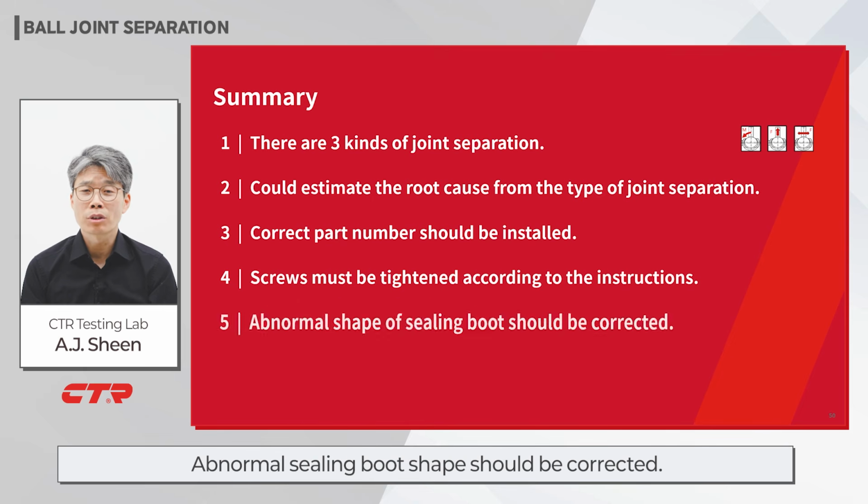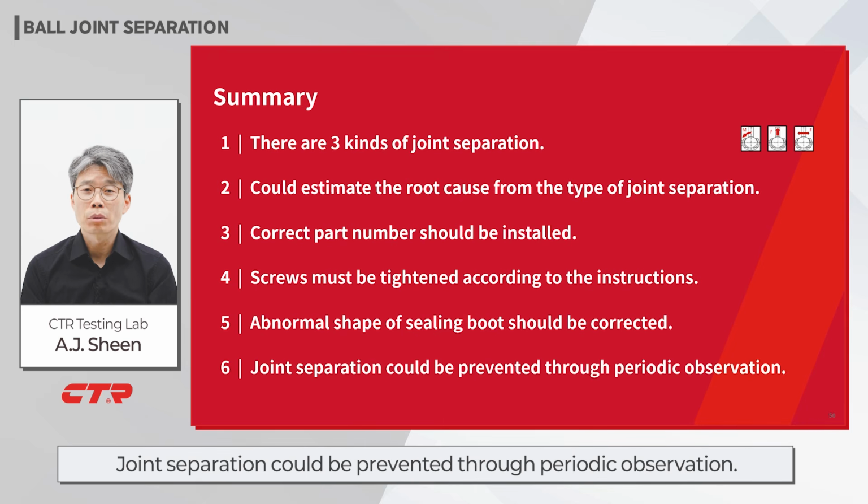Abnormal sealing boot shape should be corrected. Please take immediate action if the sealing boot shape is found to be wrinkled or distorted on the car. Joint separation could be prevented through periodic observation by monitoring noise, sealing boot status, free play, and so on. You can avoid the worst case scenario.